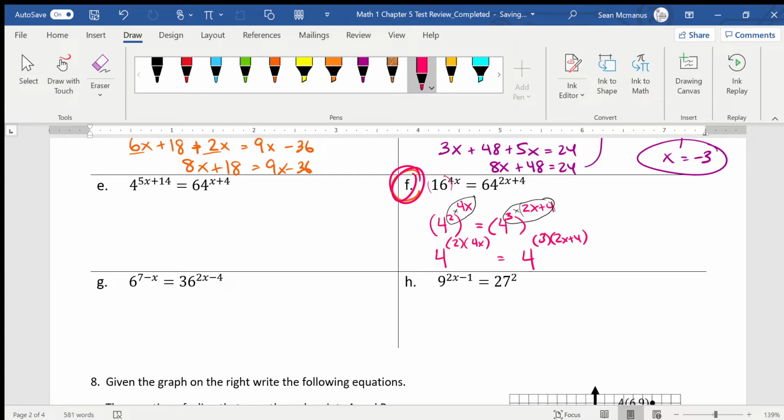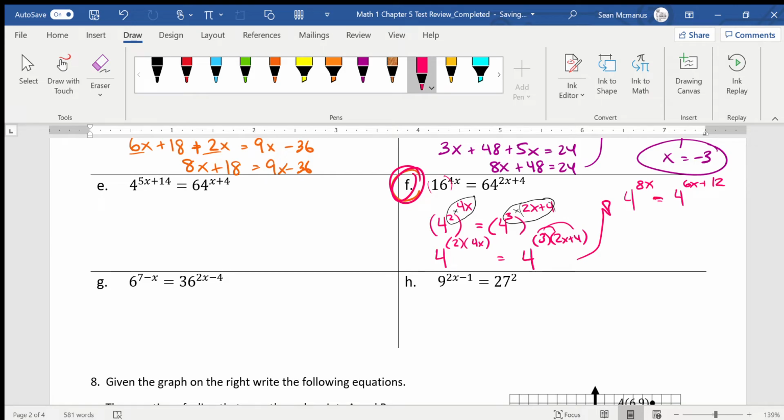Right, so now I'm going to bring this up here. 2 times 4x is 8x. And over here, if I distribute that through, I get 6x plus 12. So now I have the same base, 2x, 4 and 4.